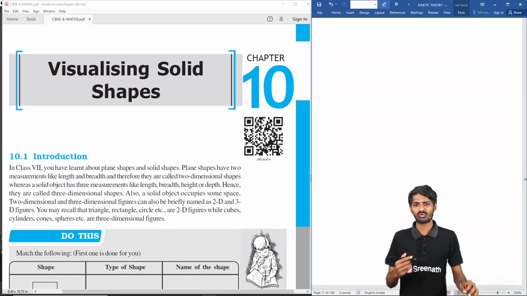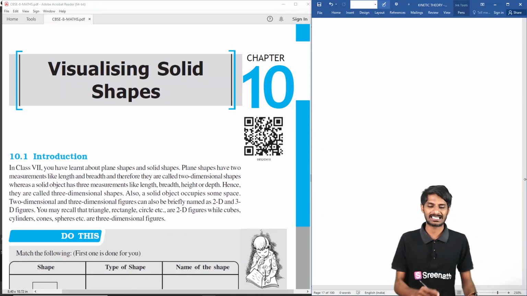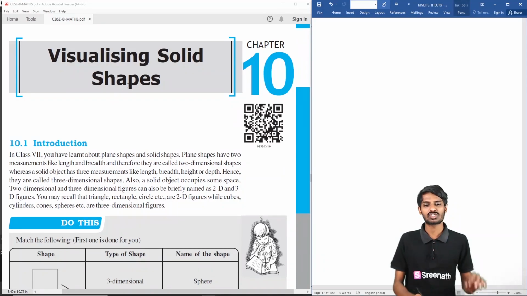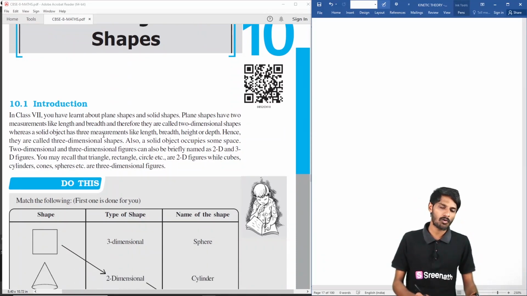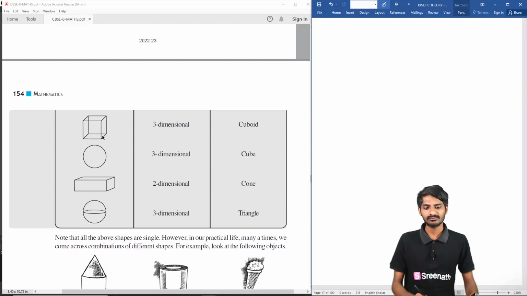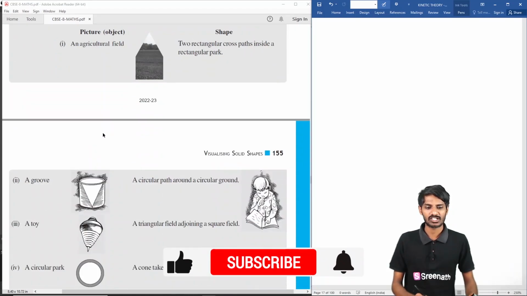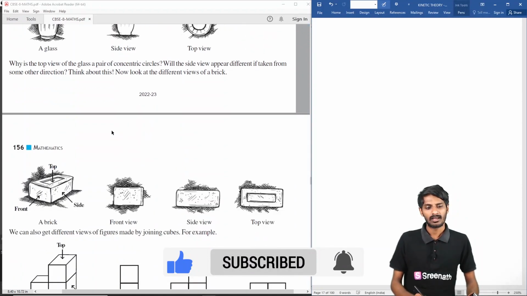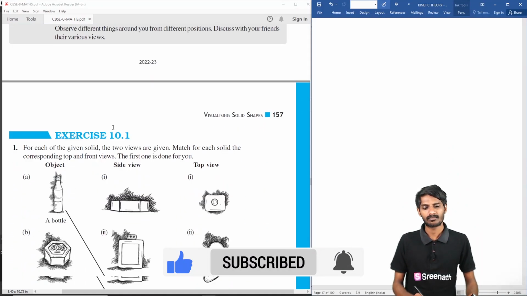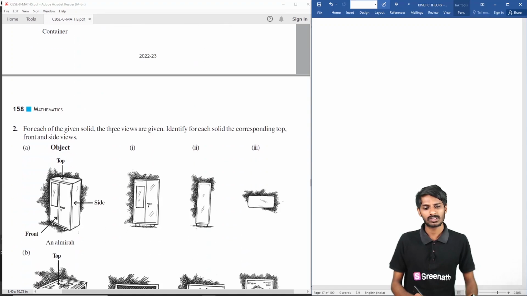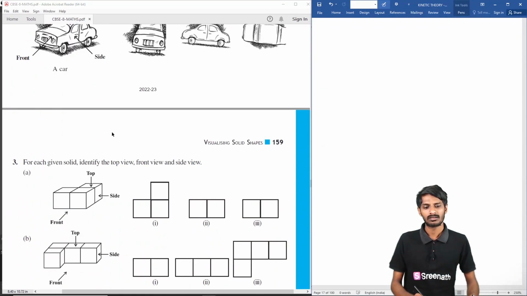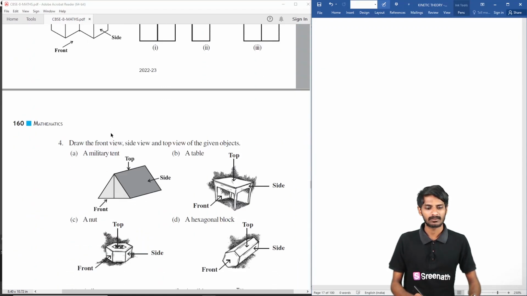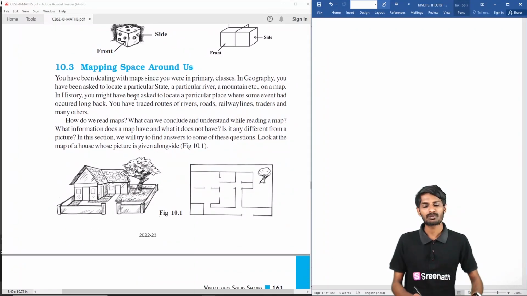Okay students, so without wasting time, we are going to start this session. And the chapter is Visualizing Solid Shapes. We'll see the overview, the introduction, and after completing the introduction, we're going to see the views of 3D shapes, and after completing it, we're going to discuss the next topic, mapping space around us.